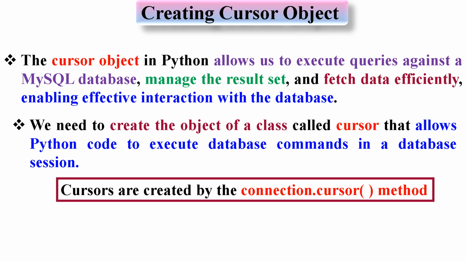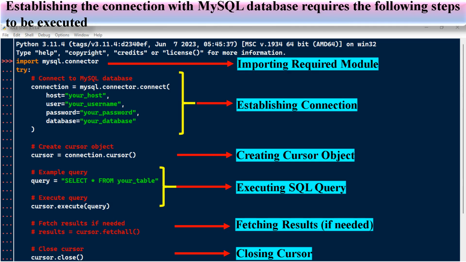We need to create the object of a class called cursor that allows Python code to execute database commands in a database session. Cursors are created by the connection.cursor method. They are bound to the connection for the entire lifetime, and all the commands are executed in the context of the database session wrapped by the connection. Establishing the connection with the MySQL database requires the following steps to be executed.